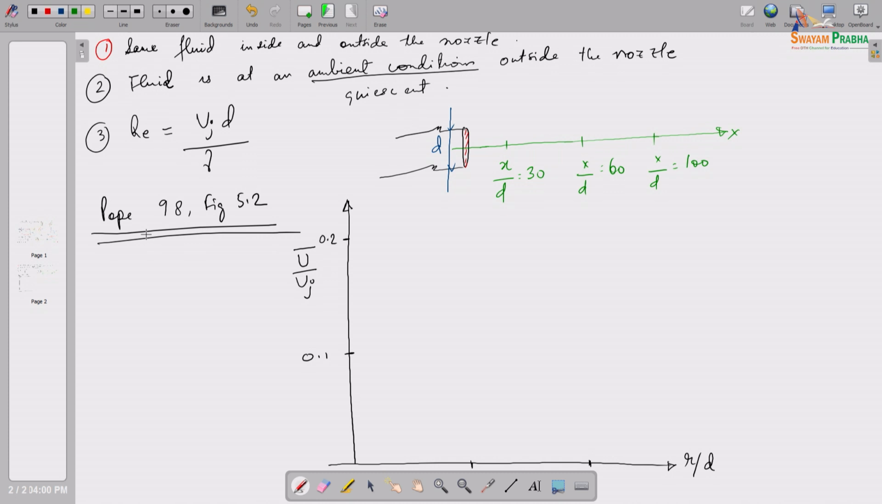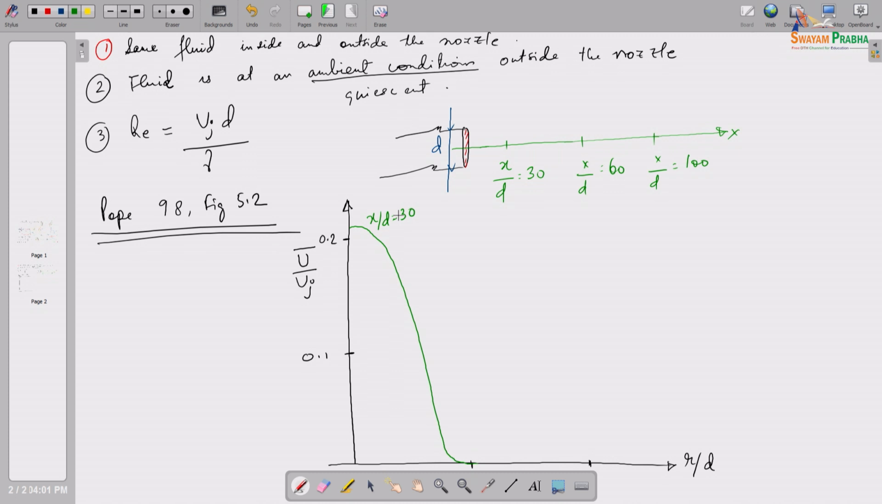Now, I have certain curves which look like this. Let us just say I have this one. There is one plot like that. This is the plot I get if I plot u mean by uj against r by d for x by d equal to 30.